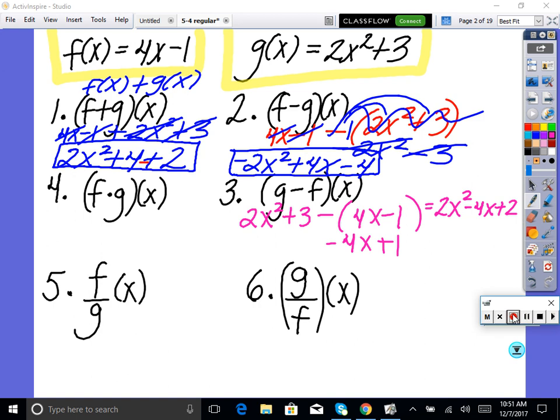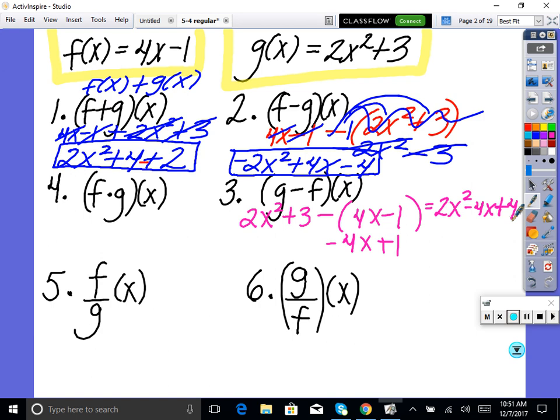Did you get it right? Right here. 2x squared minus 4x plus 2. So this, you're telling me should be a 4. Good point. I make mistakes. I've never claimed otherwise.